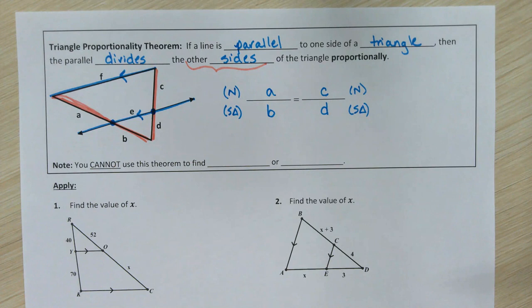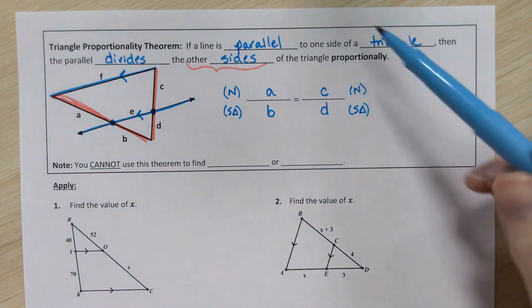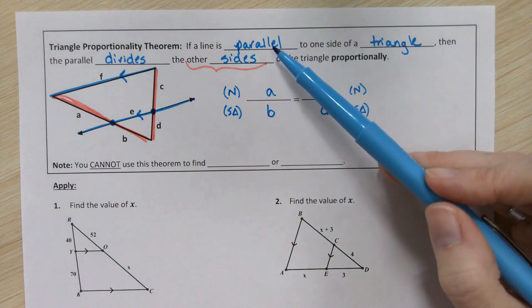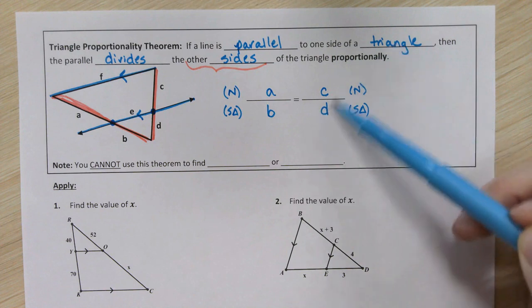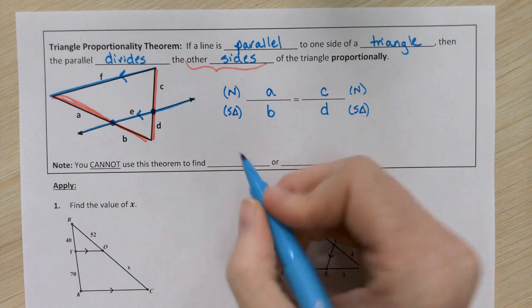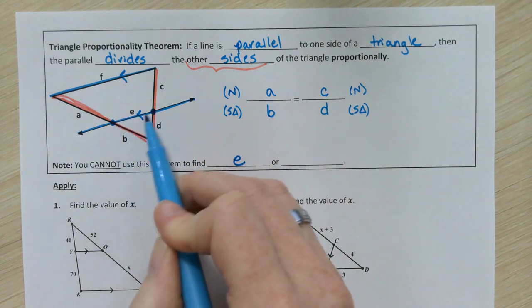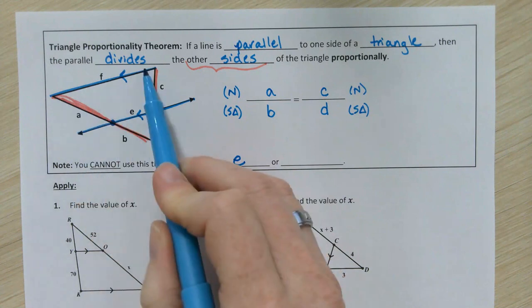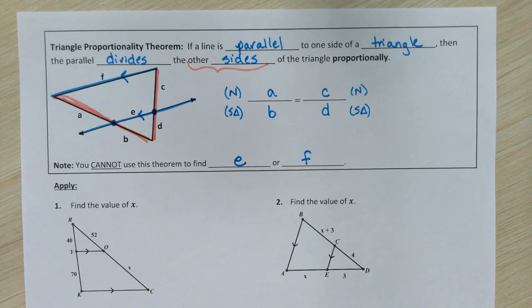What's really important for you to know, though, is that nothing in the triangle proportionality theorem talks about the parallel and the triangle side that it's parallel to factoring into this proportion. So we cannot use this theorem if our goal is to find E, the line that passes through, or F, the side that it's parallel to. We have to solve for those using our triangle similarity.